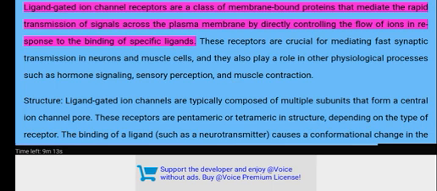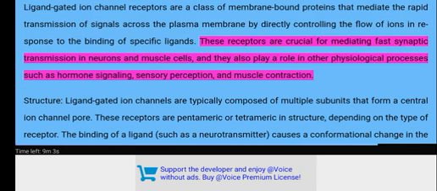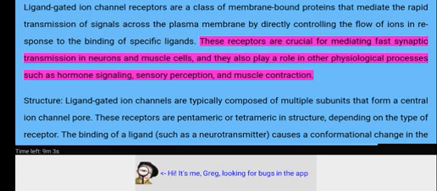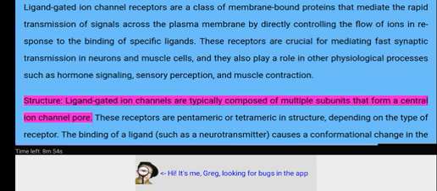Ligand-gated ion channel receptors are a class of membrane-bound proteins that mediate the rapid transmission of signals across the plasma membrane by directly controlling the flow of ions in response to the binding of specific ligands. These receptors are crucial for mediating fast synaptic transmission in neurons and muscle cells, and they also play a role in other physiological processes such as hormone signaling, sensory perception, and muscle contraction.